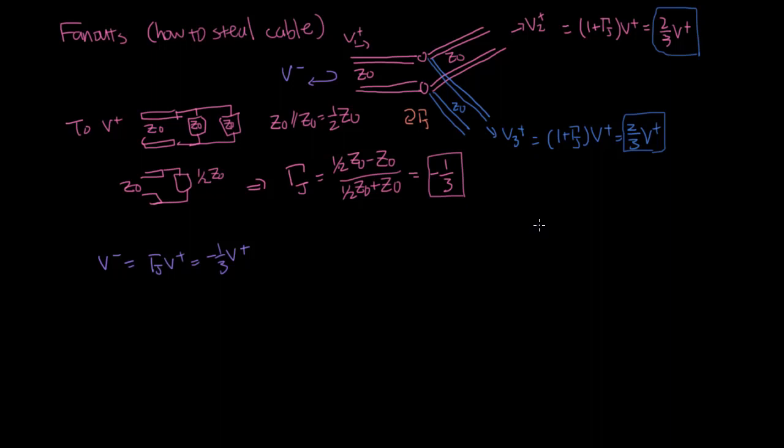And if you wanted to keep track of it, this is what would happen: you would have these two waves coming out and you would continue to propagate from there.